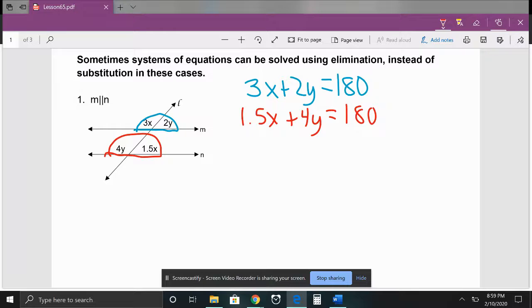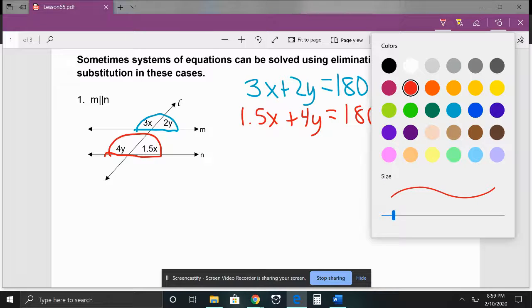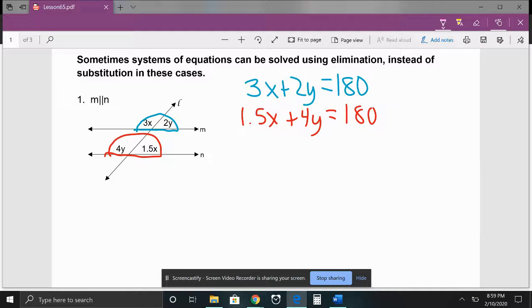Now I take a look at my coefficients. Can 1.5 go into 3? Yeah, twice. If I multiply the bottom equation by 2, it will go into that. But I'm going to multiply by -2 because I want to eliminate, right? So I multiply each of these terms by -2, and I'm going to write this over here. So I'm going to have -3x, -2 times 4y is -8y, and -2 times 180 is -360.